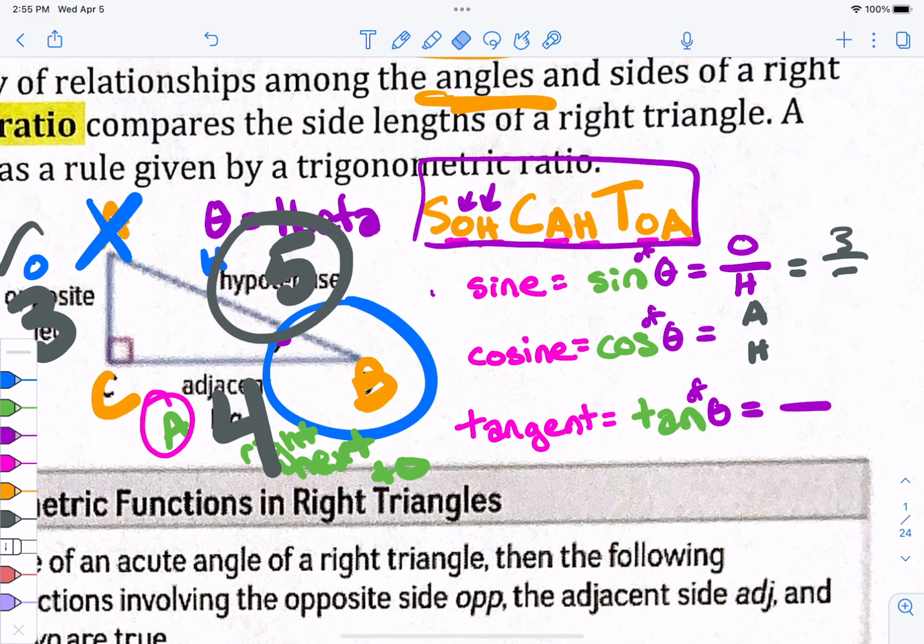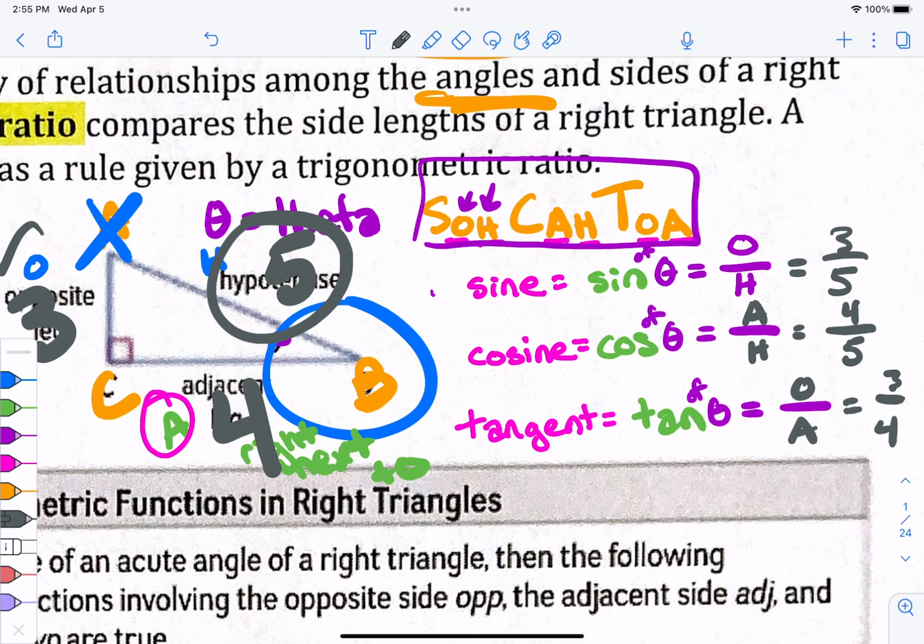All right, so what's A over H going to look like for this triangle? What's A? 4. A is 4, and 5 is the hypotenuse, right? So that would look like 4 over 5. Got it? Tangent is TOA, opposite over adjacent. So O over A, what's O over A look like? 3 over 4, right? It's just making these fractions.